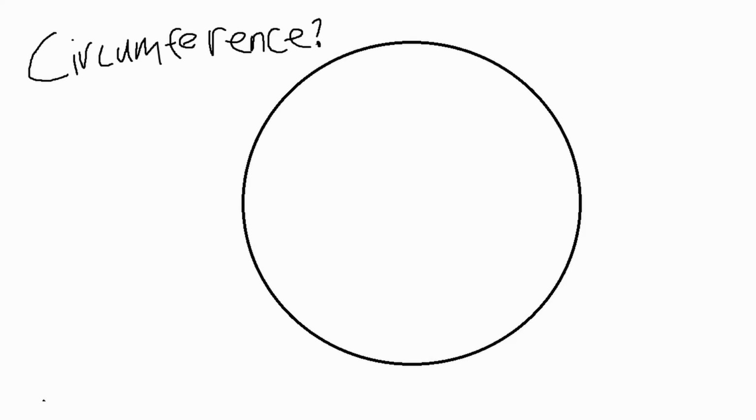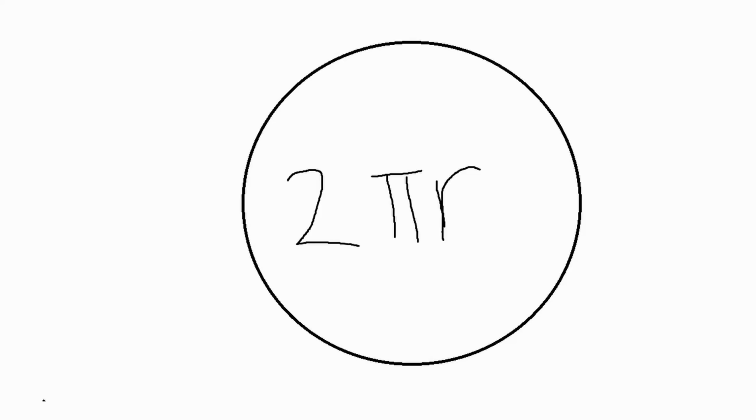How do you find the circumference of a circle? Well, we get it by the formula 2 pi r. But how do you know what pi is?